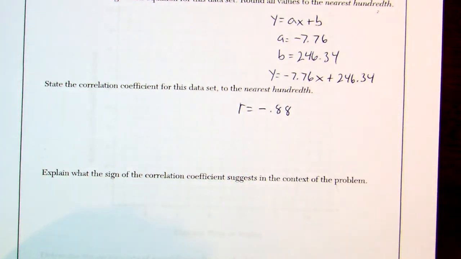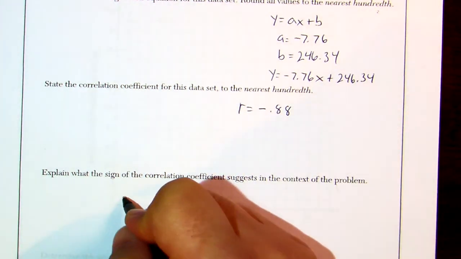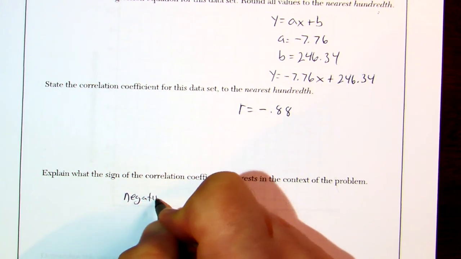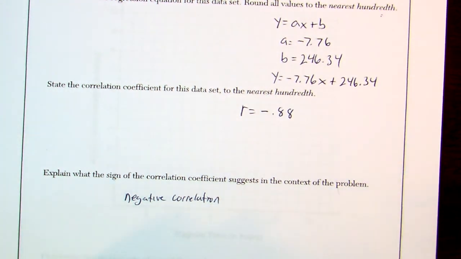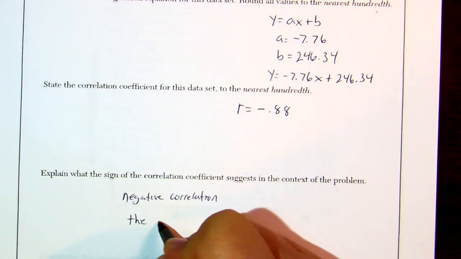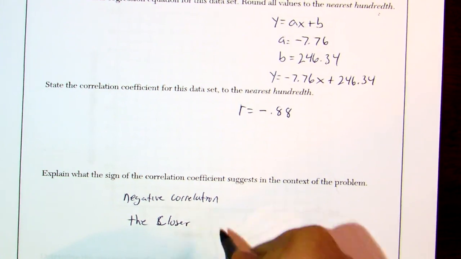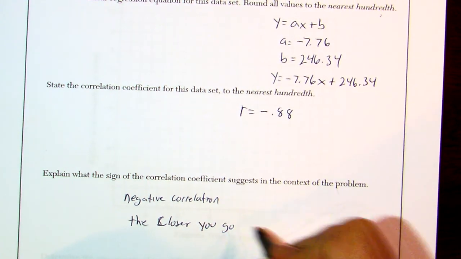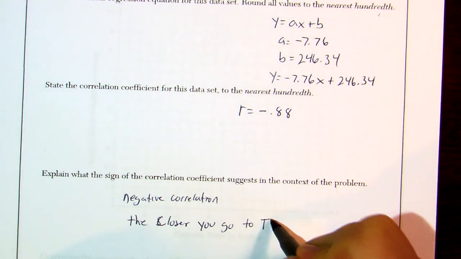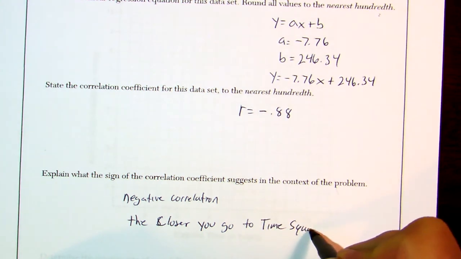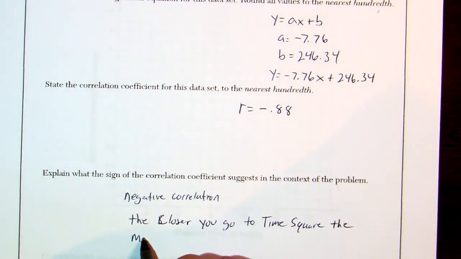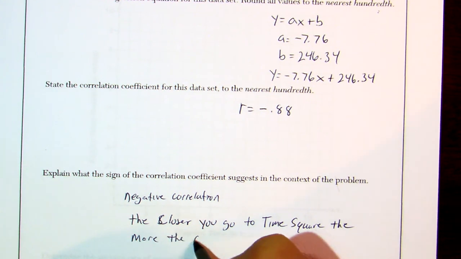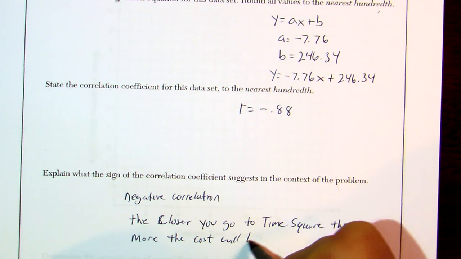Okay? Explain what the sign of the correlation coefficient suggests in the context of the problem. So our sign is negative. So since it's negative, it suggests a negative correlation. So in the context of the problem, it means the closer you go to Times Square, the more the cost will be. Okay?